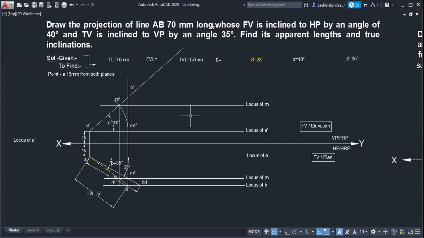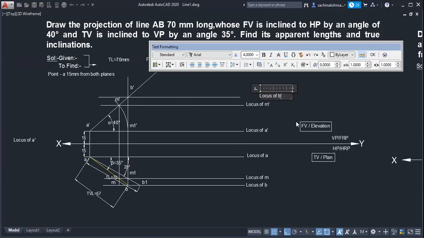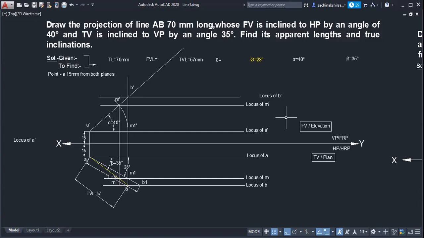Immediately I got the point, so I have to draw the locus from point B dash. From point B dash I draw the locus again, and I can extend this. I give the name here: locus of B dash. I got the B dash length.